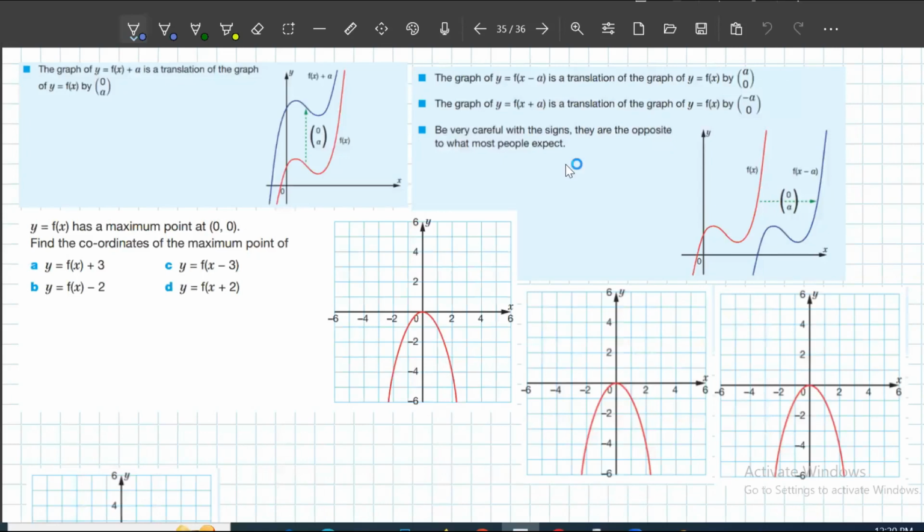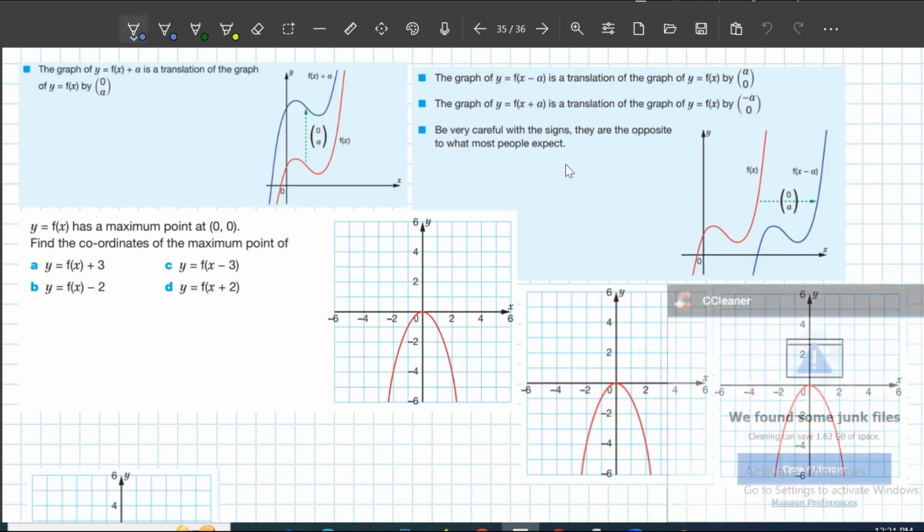Hi viewers, today we will discuss translation in graphs. Before that, you should know the use of translation in transformation. The basic idea of translation is the movement of an object along the x-axis, right, left, up or down. Here we will discuss how to use the translation concept with the help of a translation vector.